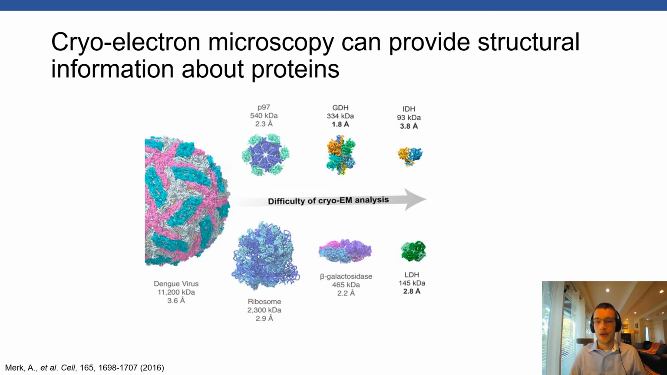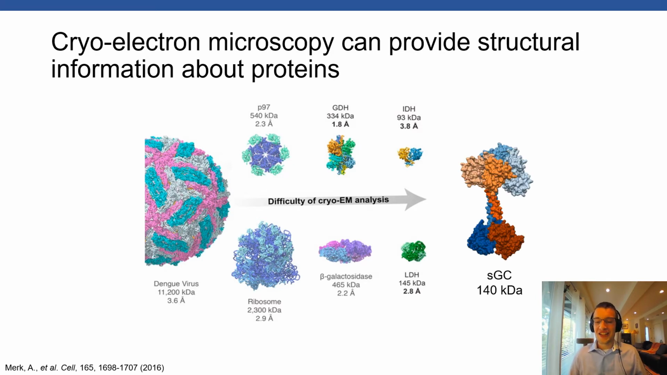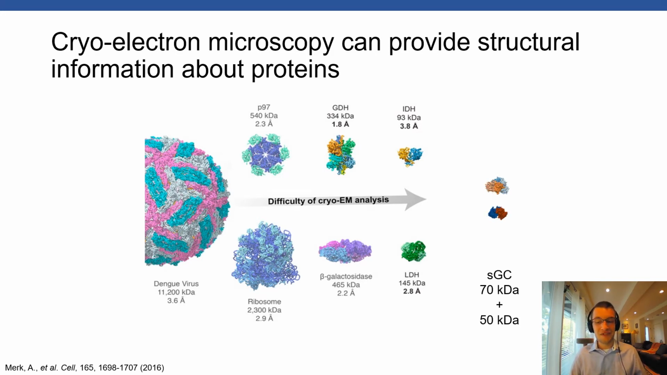Now, because of the cryo-EM detectors and the software that is used to solve the structural reconstruction, the larger and more ordered your protein sample is, the better. Unfortunately, SGC is 140 kilodaltons, and because of its elongated shape, it's really like a 70 plus a 50 kilodalton protein.